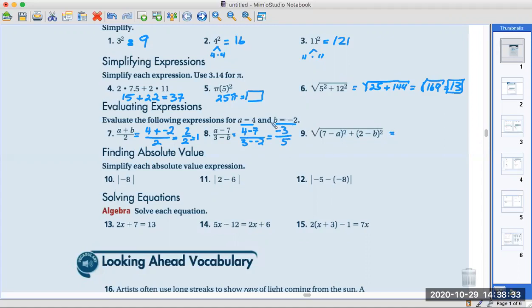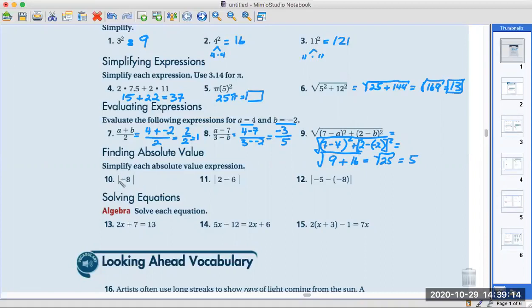This one, A is 4, 7 minus 4, quantity squared, plus 2 minus -b, quantity squared. Now we use brackets. And then take the square root. 7 take away 4 is 3. 3 squared is 9. Plus 2 plus 2 is 4. 4 squared is 16. 9 plus 16 is 25. Square root of 25 is 5.